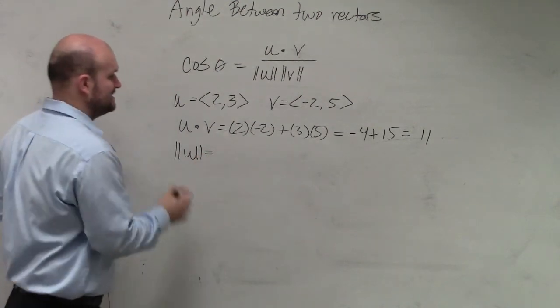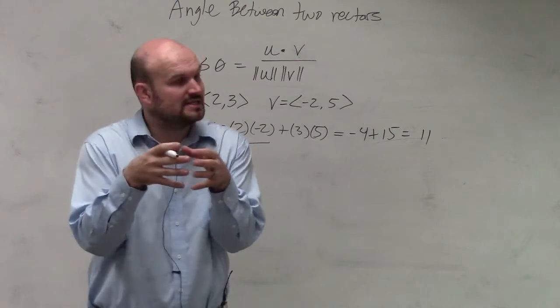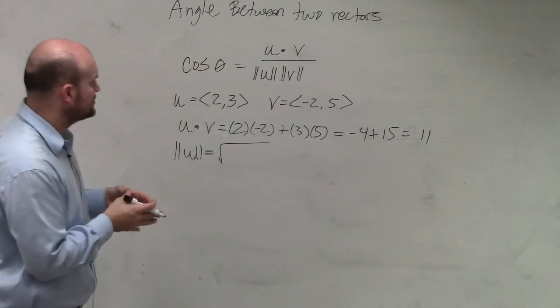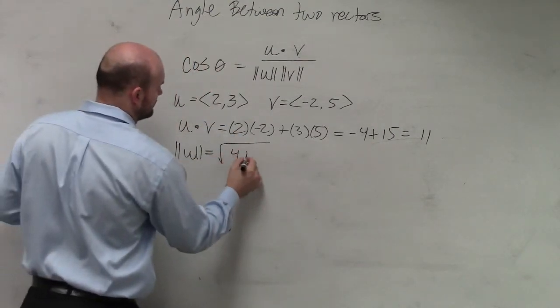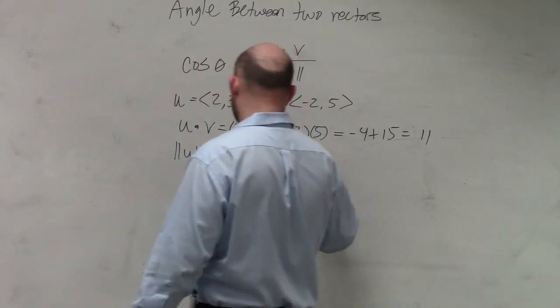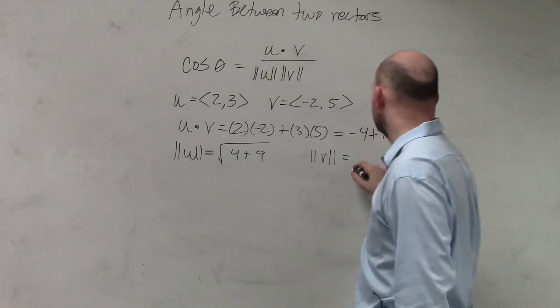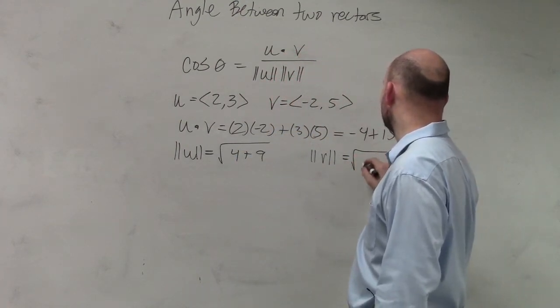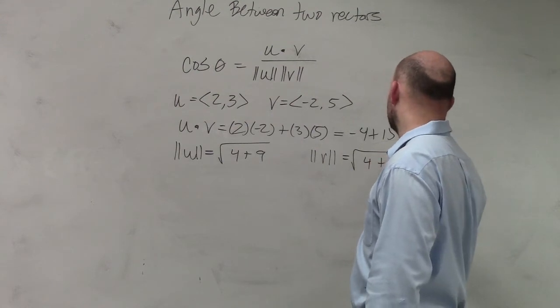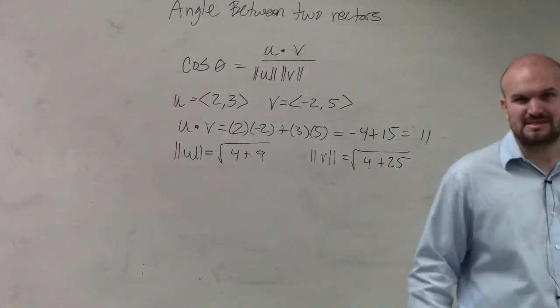Then we need to find the magnitude of u, which is basically the square root of the first and second components of my vector squared. So that's going to be 4 plus 9. And then I have the magnitude of v, which is going to be those two components squared, added up. So that's going to be 4 plus 25. I've done a lot of this work before, so that's why I'm skipping some steps.